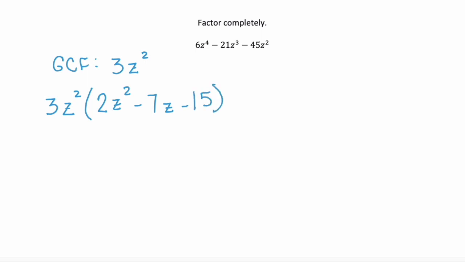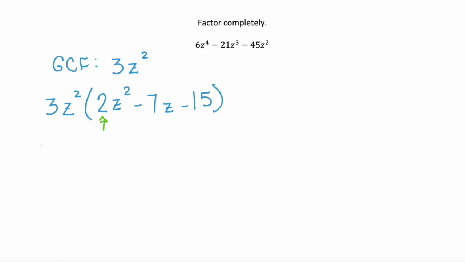Now we need to factor this trinomial that's left behind in the parentheses. But notice that the leading coefficient of that trinomial is a 2. Since it's not a 1, the most efficient way to factor this is to use the key number method and grouping.